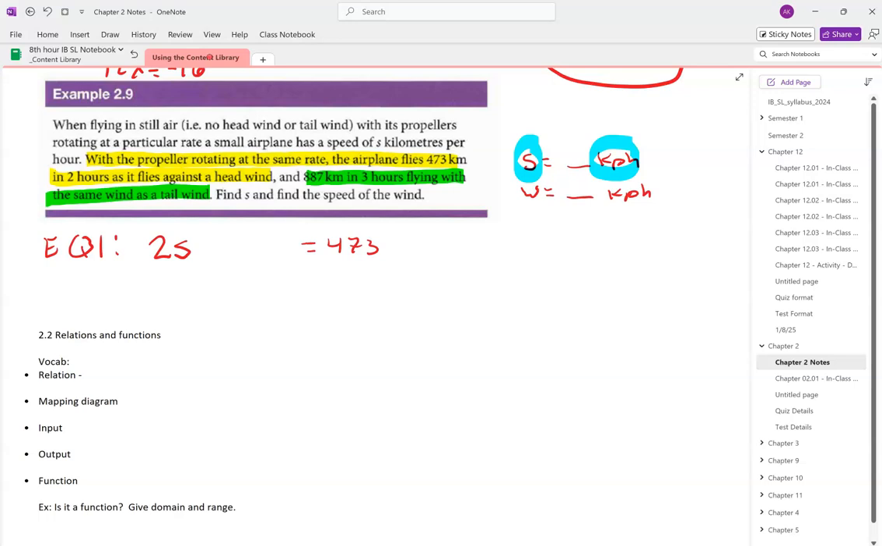But what is the headwind doing? Is that going to be slowing the plane down or speeding it up? Slowing it down. So it's going to be minus. And then what? 2w, right? Because the wind speed is still times the time, right? Or you could think about it as like 2 times s minus w, right? If you want to think about it that way, you could do it that way also. All right, now that we've done that, who can tell me what equation 2 should be?